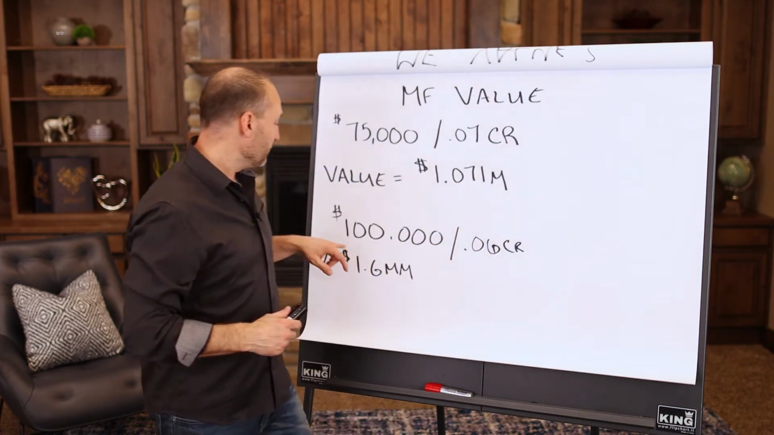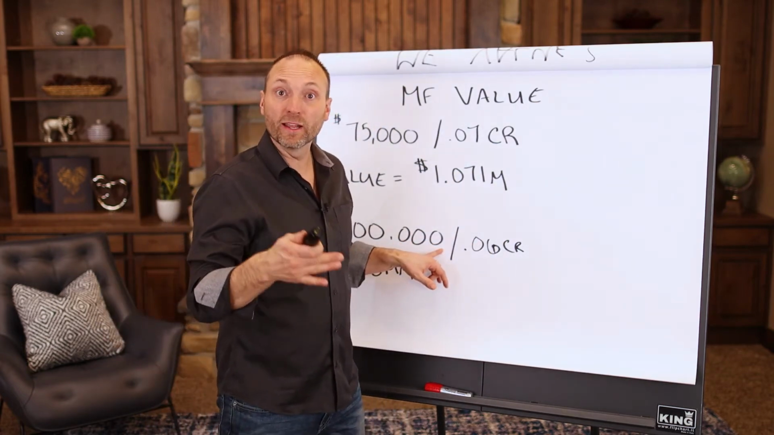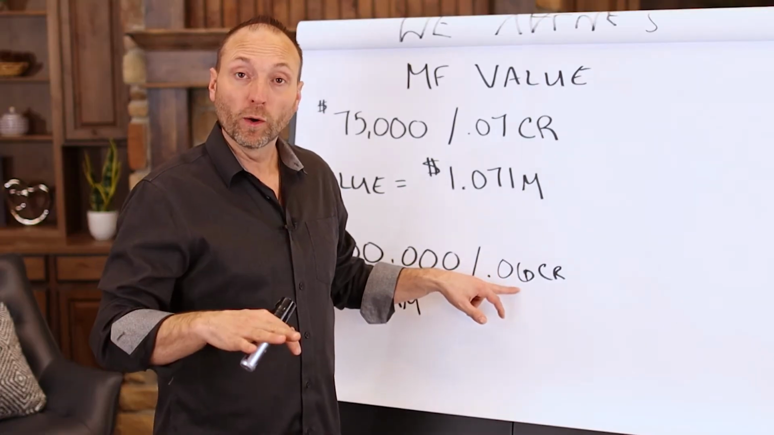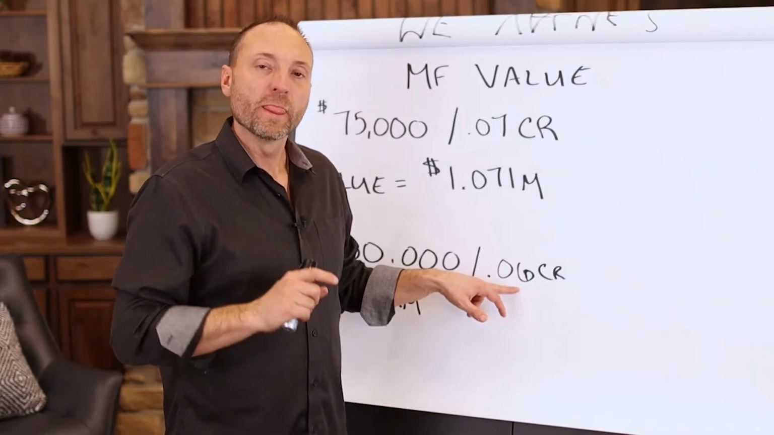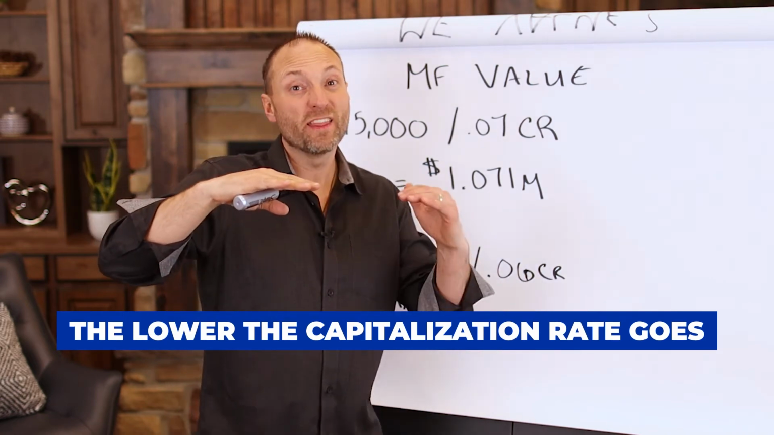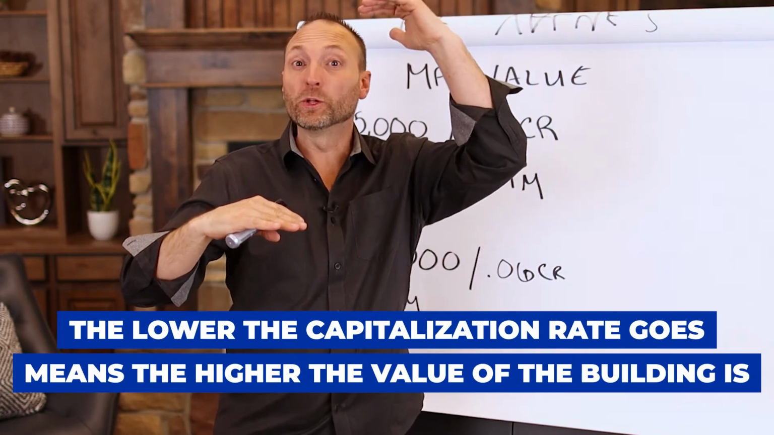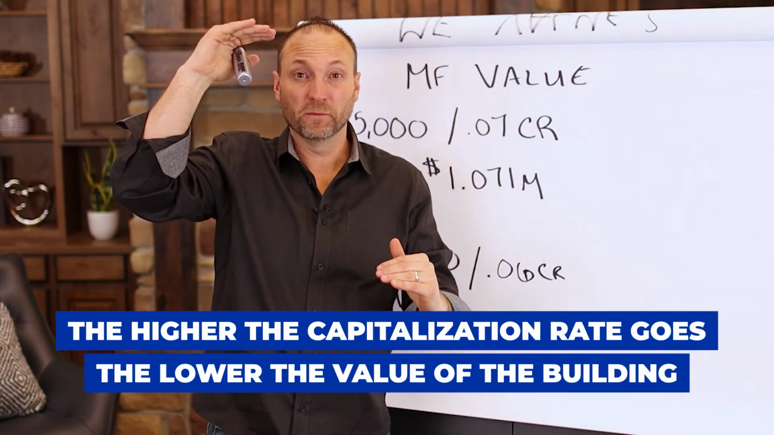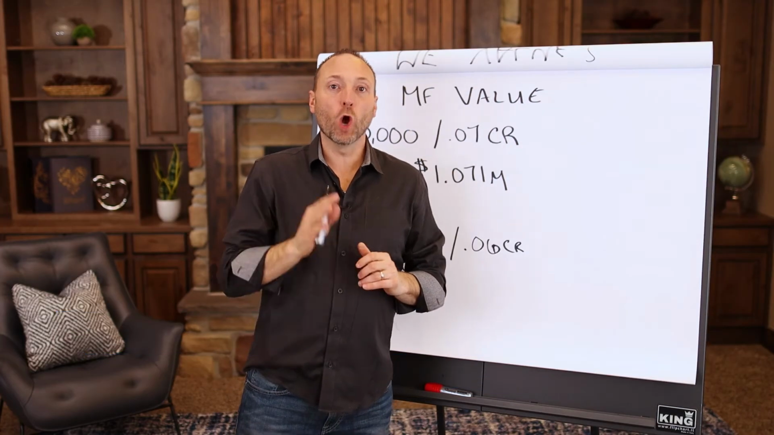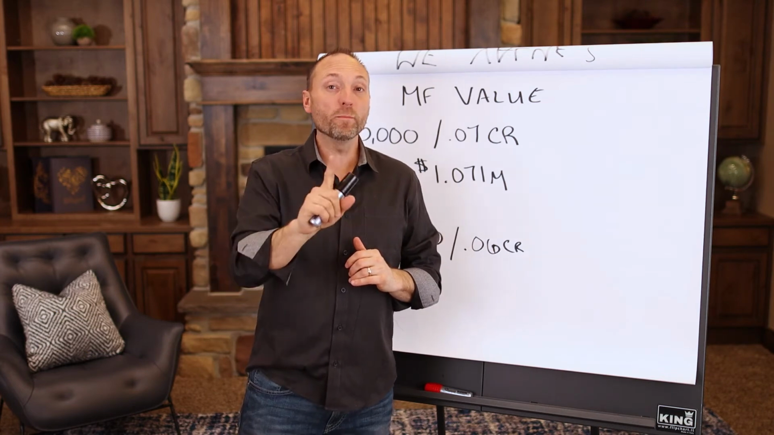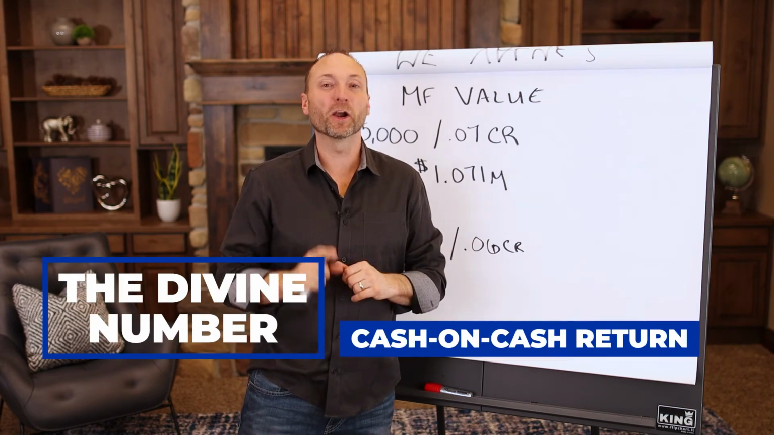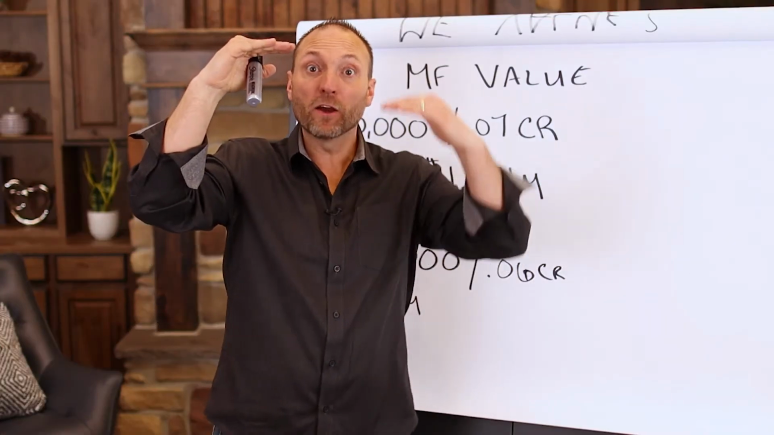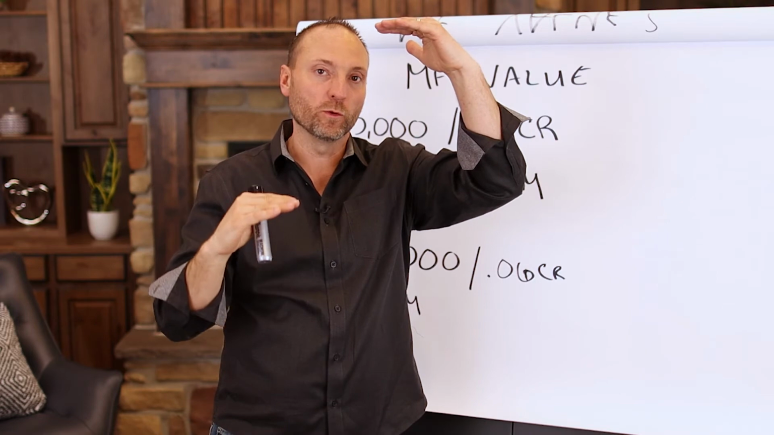Another property we looked at had $100,000 in net operating income, but this was in a little bit better area. The cap rate was a little bit lower. Just a quick note on cap rate: the lower the cap rate goes, the higher the value of the building. The higher the cap rate goes, the lower the value. And don't buy on cap rate only. We buy on what we call the divine number, the cash-on-cash return. But often, the higher the cap rate, the higher the cash flow, but the lower the value of the building.